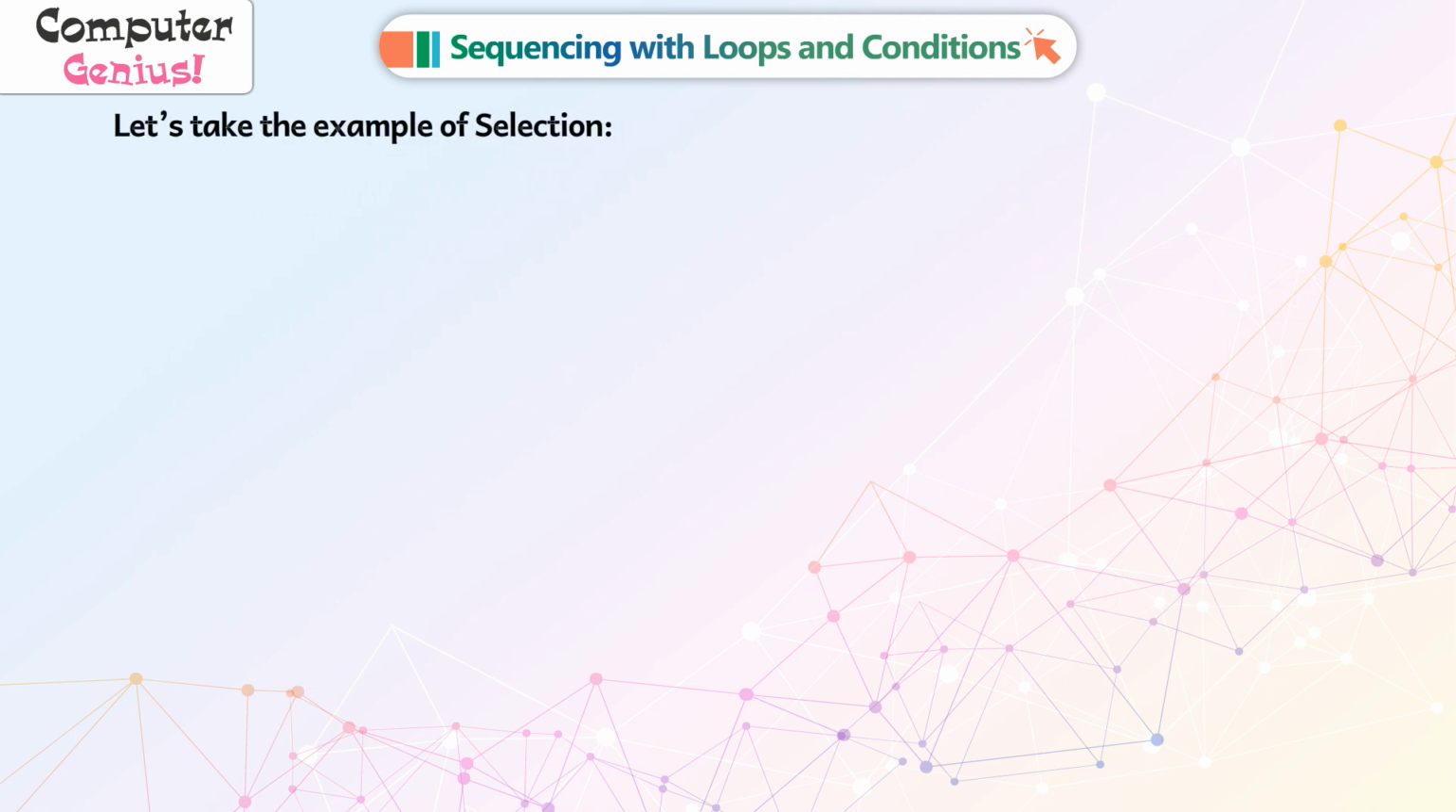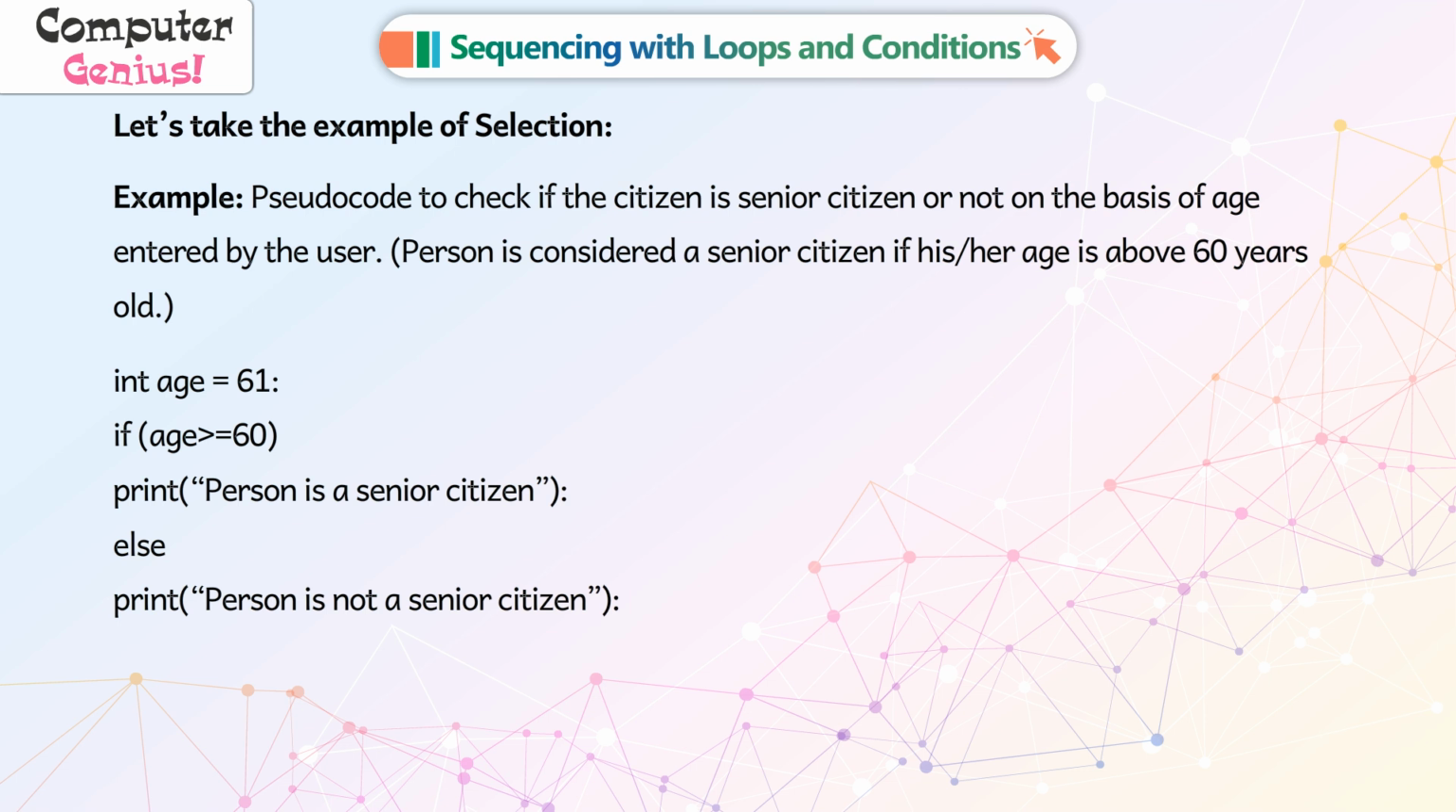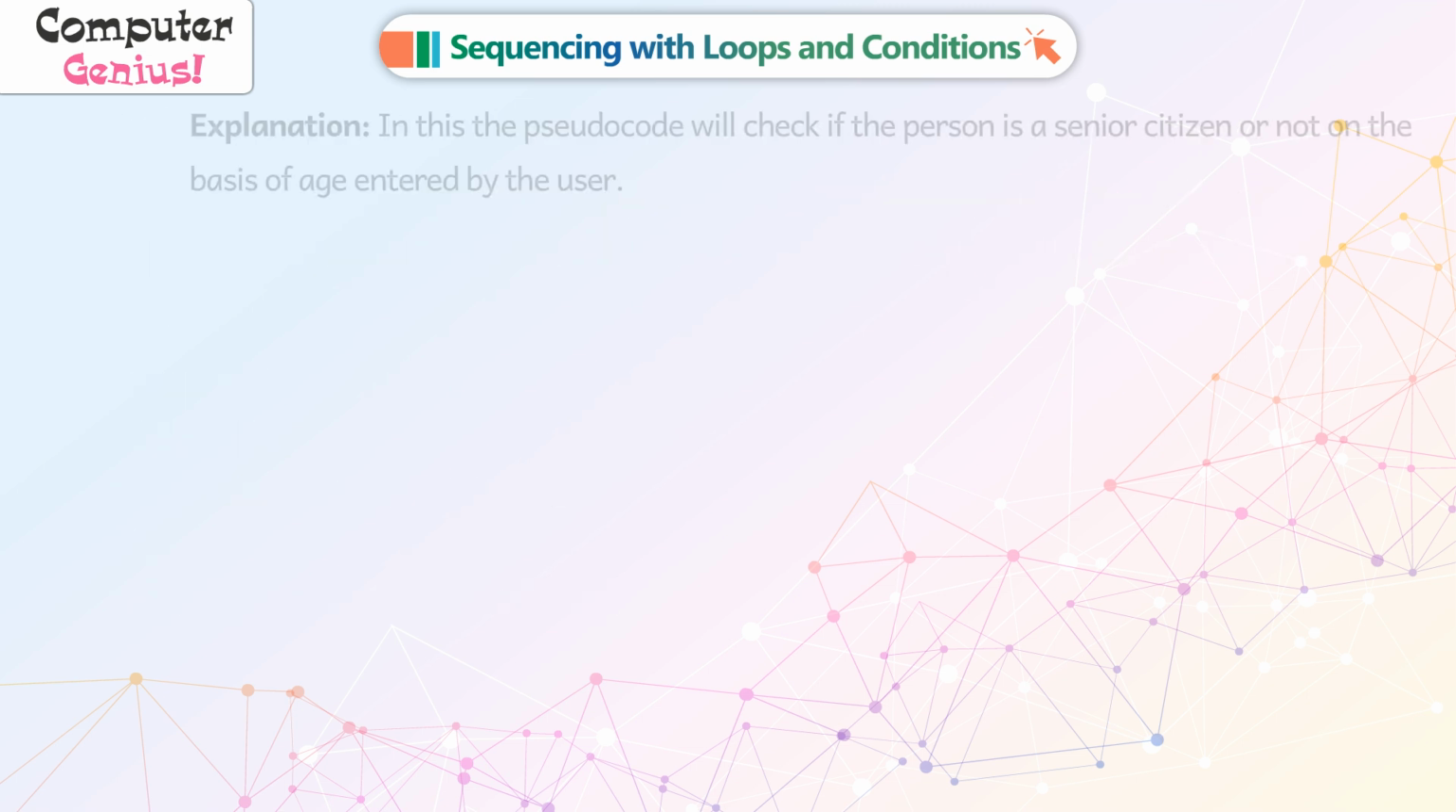Let's take the example of selection. Example: pseudocode to check if the citizen is a senior citizen or not on the basis of age entered by the user. A person is considered a senior citizen if his or her age is above 60 years old. int age equals 61. If age is greater than or equal to 60, print "Person is a senior citizen", else print "Person is not a senior citizen".